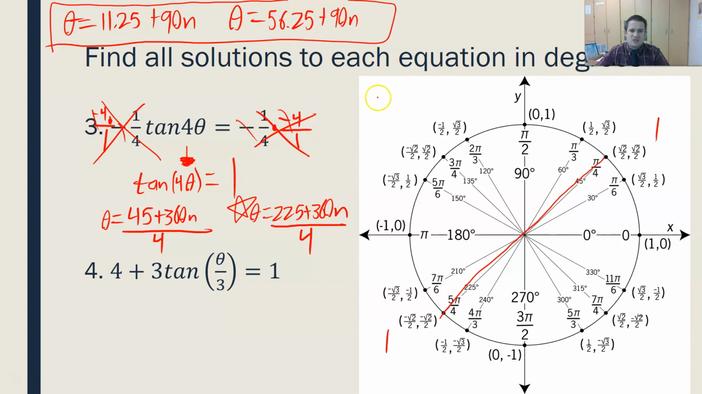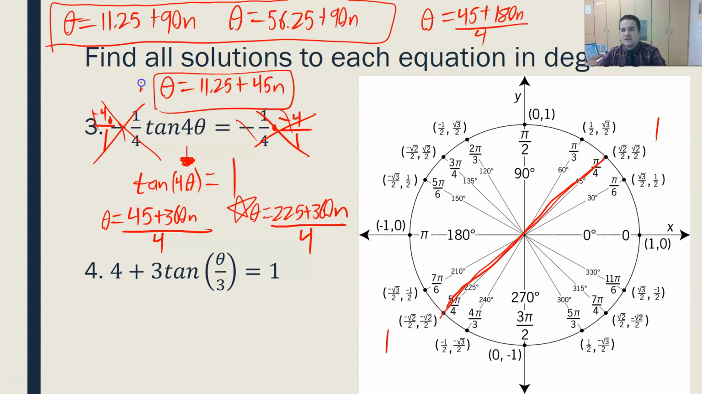And again, with the tangent ones, as a reminder, instead of doing both of these solutions, since the tangent solutions technically repeat every 180 degrees, every half circle, I could write 4 theta equals 45 plus 180n, and then divide by 4 on both sides, which would give me theta equals 11.25 plus, and then 180 divided by 4 is 45n. Either this answer or this answer would be correct, whichever one you want to use. Okay.